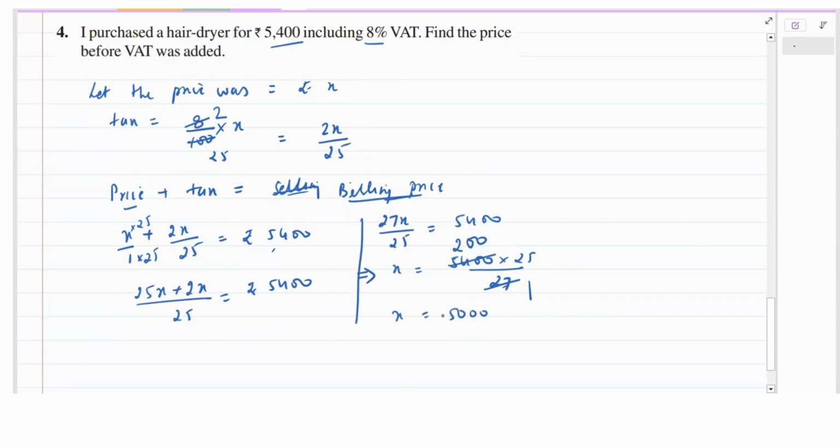Correct? So the price, the final answer you will write: Price before tax was rupees 5,000. I hope you are understanding this. If not, you can comment so that I can explain the concept in another video.